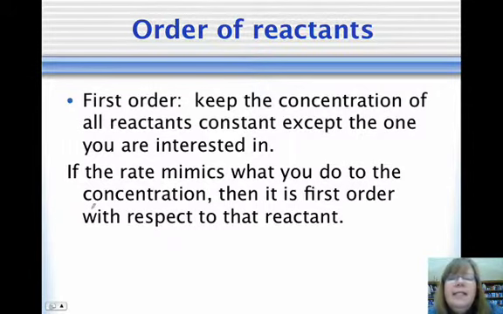If the rate does exactly what you do to the concentration, then it's first order with respect to that reactant. So we doubled the concentration, keeping everything else the same, and the order of that reactant was first order. Had we made that concentration 10 times higher, if it would have been first order, the rate would have gone 10 times as fast. So something that is first order is where whatever you do to its concentration, the rate will mimic whatever you've done, but you have to be keeping everything else constant.